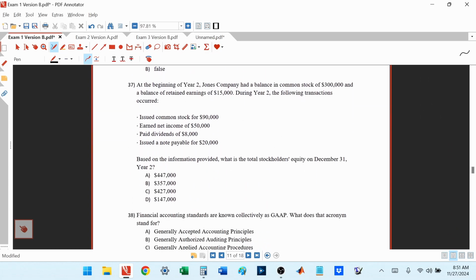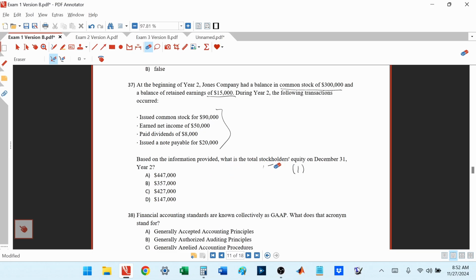And 37. At the beginning of year 2, so based on the information provided, what is the balance in stockholders' equity at the end of year 2? The balance in stockholders' equity would be the sum of the balances of these two accounts. This is one equation, the accounting equation. Let's see if this will be useful to answer the question. Oh, I see. This gives us information about the balance in common stock at the beginning of year 2, the balance of retained earnings at the beginning of year 2, and then these transactions happen, and so at the end of year 2, what's the balance in stockholders' equity?